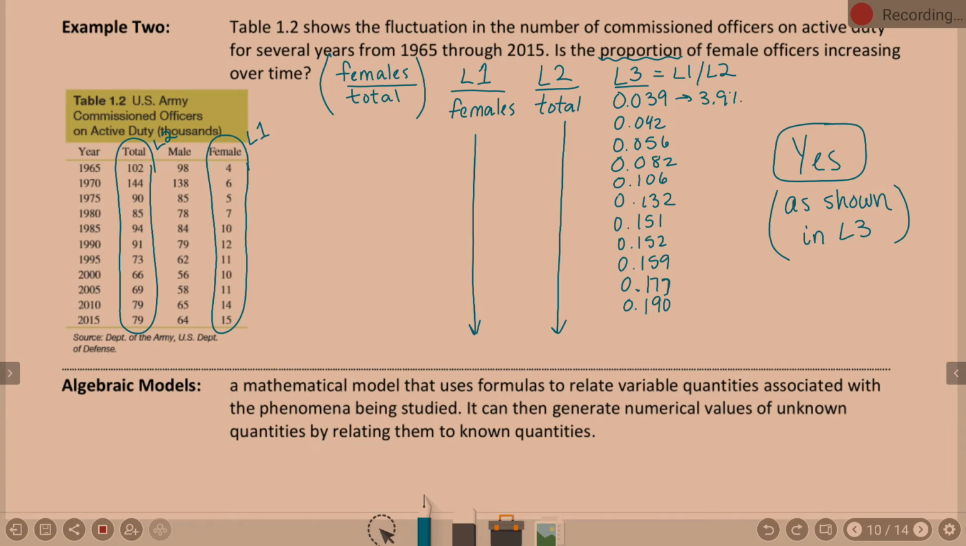Now, before I turn my page, algebraic models. By definition, a mathematical model that uses formulas to relate variable quantities associated with the phenomena being studied. It can then generate numerical values of unknown quantities by relating them to known quantities. So we have one algebraic example, and then we'll talk about graphical and do a little bit of both there.